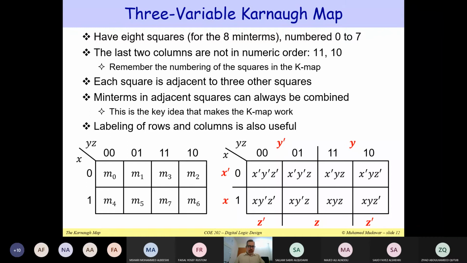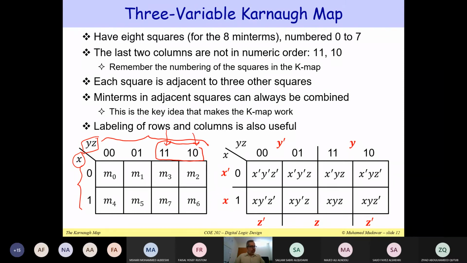So in the case of 3 variables, here I have 3 variables x, y, z. You can see this is x here. This is y, z. So in the case of x, we have only 2 values, 0 or 1. So these are 2 rows inside the Karnaugh map. And in the case of YZ, we have 4 columns because we have 4 possible values of Y and Z. So these are 4 columns. Now notice that the last 2 columns are numbered as 1, 1, 1, 0. This is always the case when you are dealing with minterms. So make sure that you have column 1, 1 before column 1, 0 in this order.